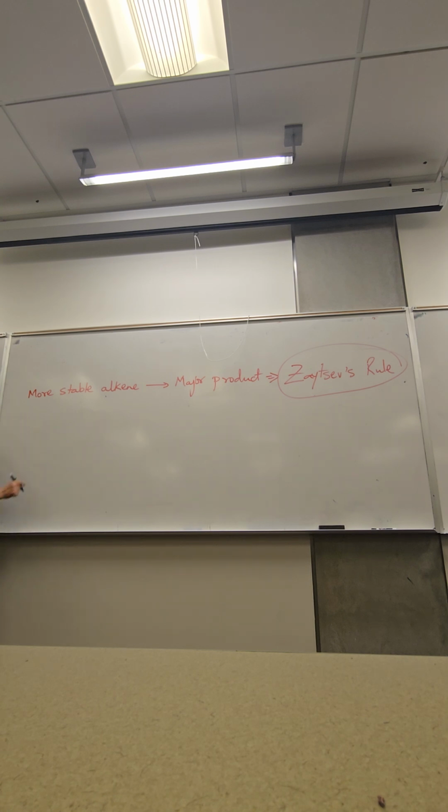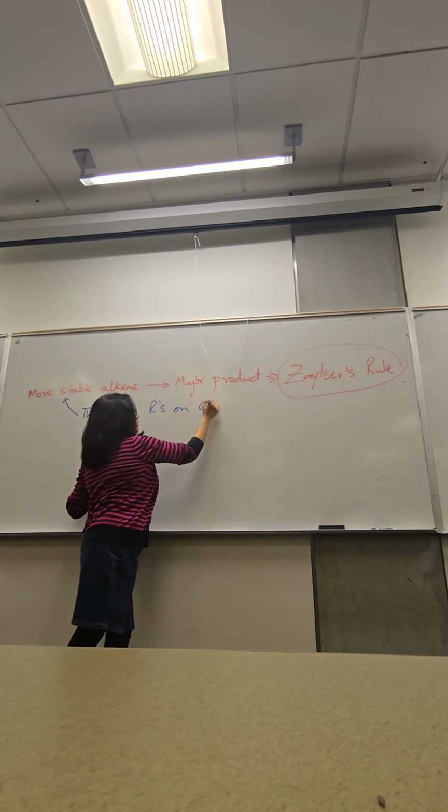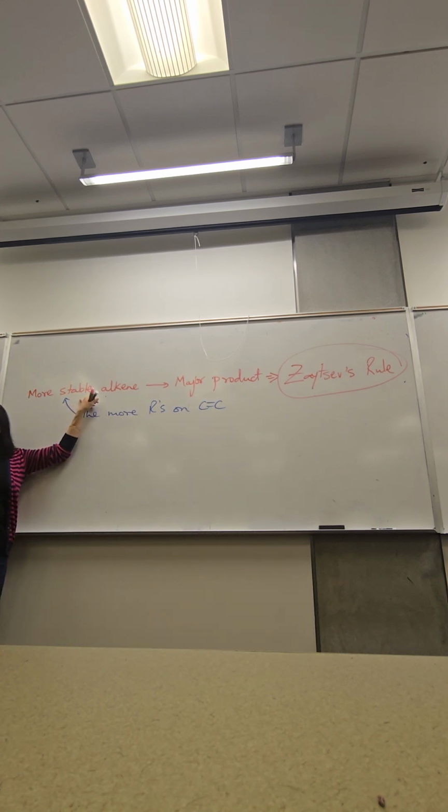The idea here is the more R's on the carbon-carbon double bond, the more stable it is. The more stable the alkene is, the major product that is. That's called Zaitsev's rule. Are you guys with me? So, the more R's, what does that mean? R groups mean organic groups.